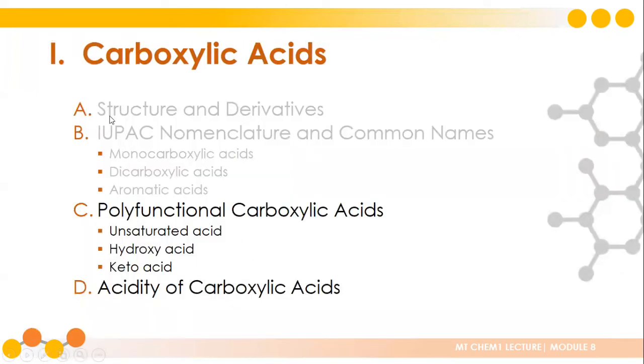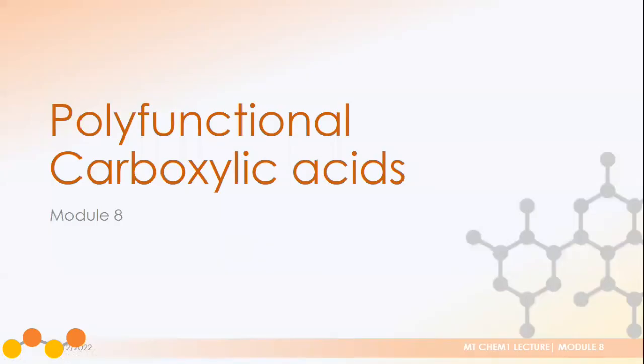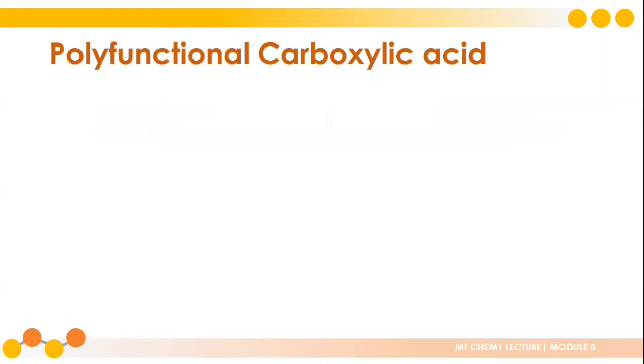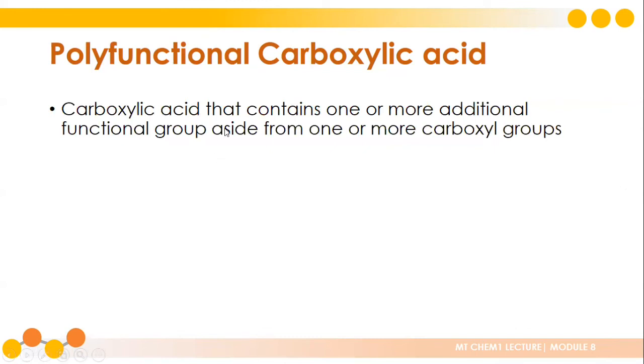We're now done with discussing the structure and derivatives of carboxylic acids, the IUPAC nomenclature, and their common names. Let's now proceed with looking at the different polyfunctional carboxylic acids. In the discussion of polyfunctional carboxylic acids, we will just be explaining or defining them and giving some examples. Now, what are polyfunctional carboxylic acids? Carboxylic acids that contain one or more additional functional groups aside from one or more carboxyl groups. So aside from having a carboxyl group, they also have another functional group.